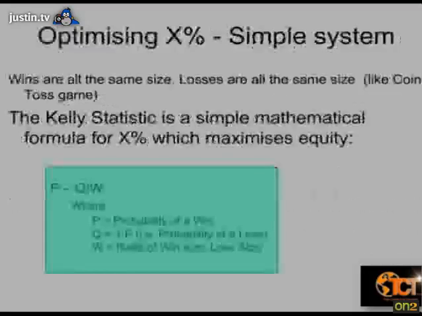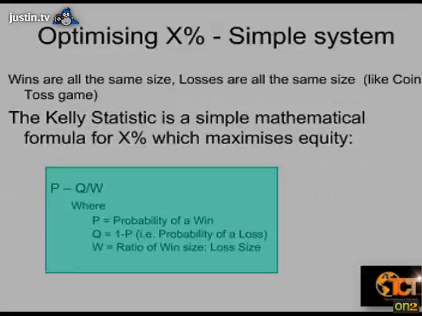Okay, so here's the formula for a simple system. A simple system we define as one where all the wins and all the losses are the same size, like a coin toss game. If you're a scalper, you might set a stop loss of a couple of points and a take profit of a couple of points. So all your trades, the wins are the same size, all the losses are the same size.